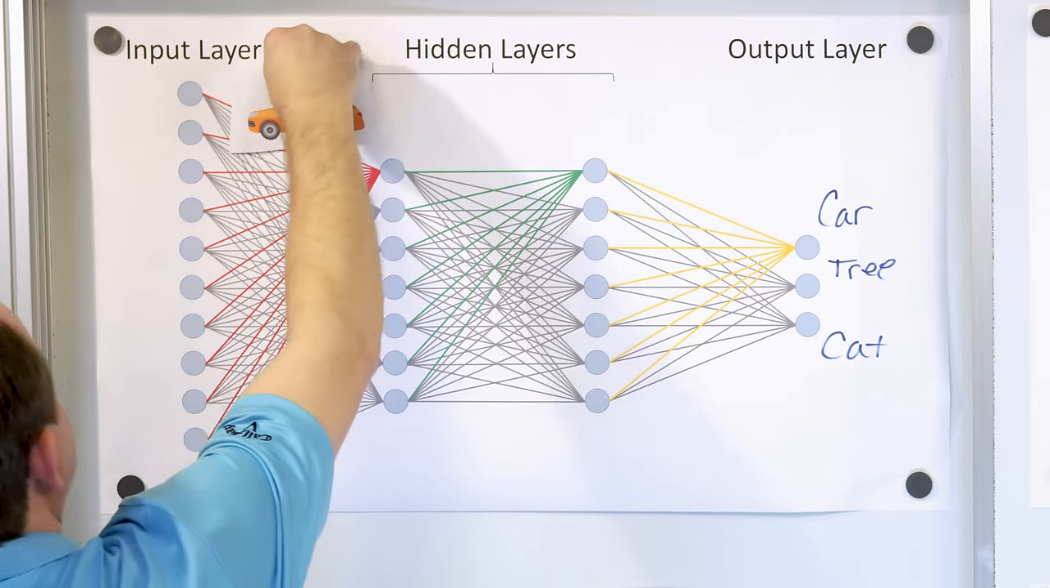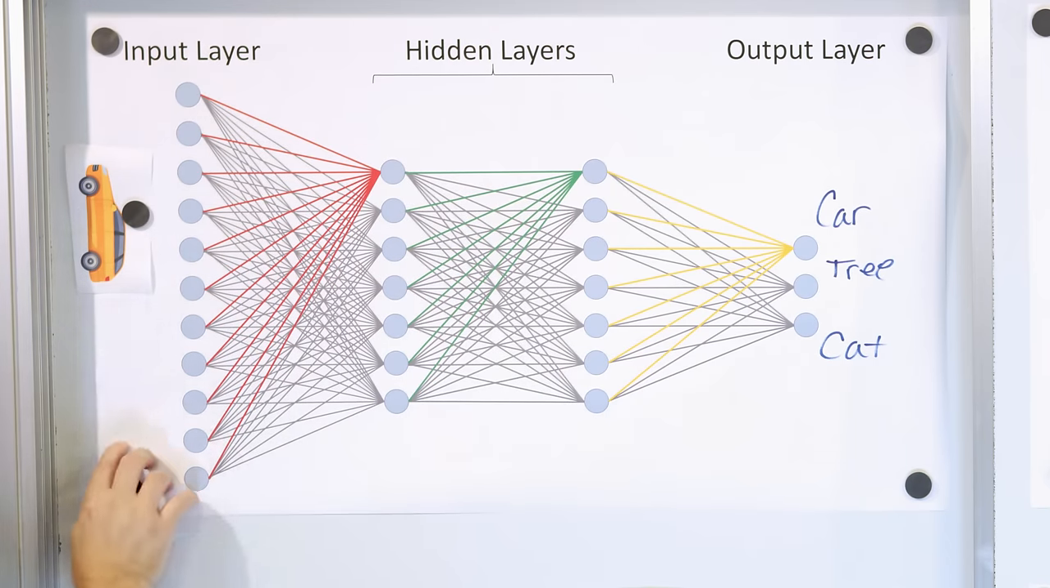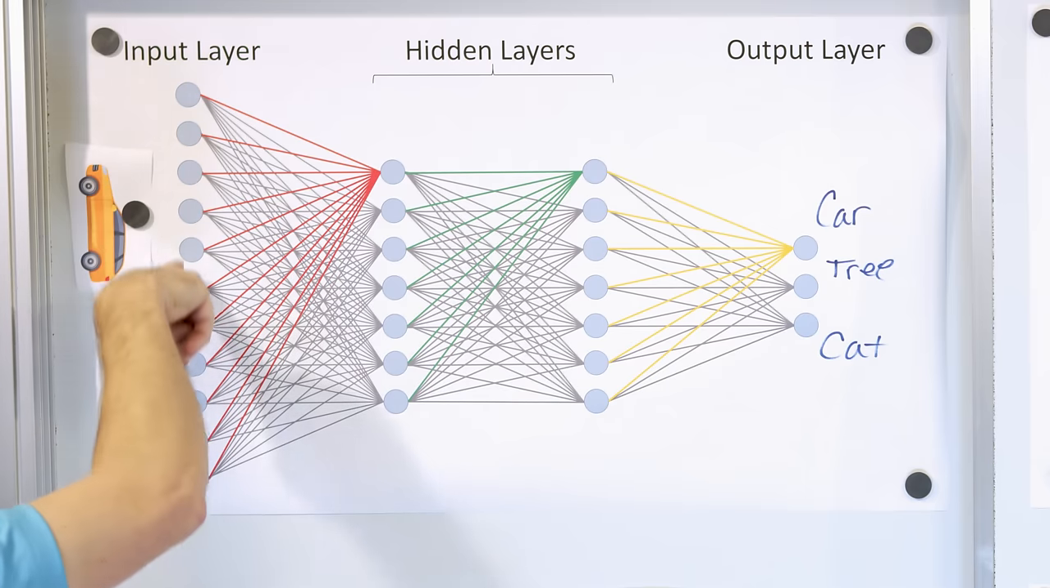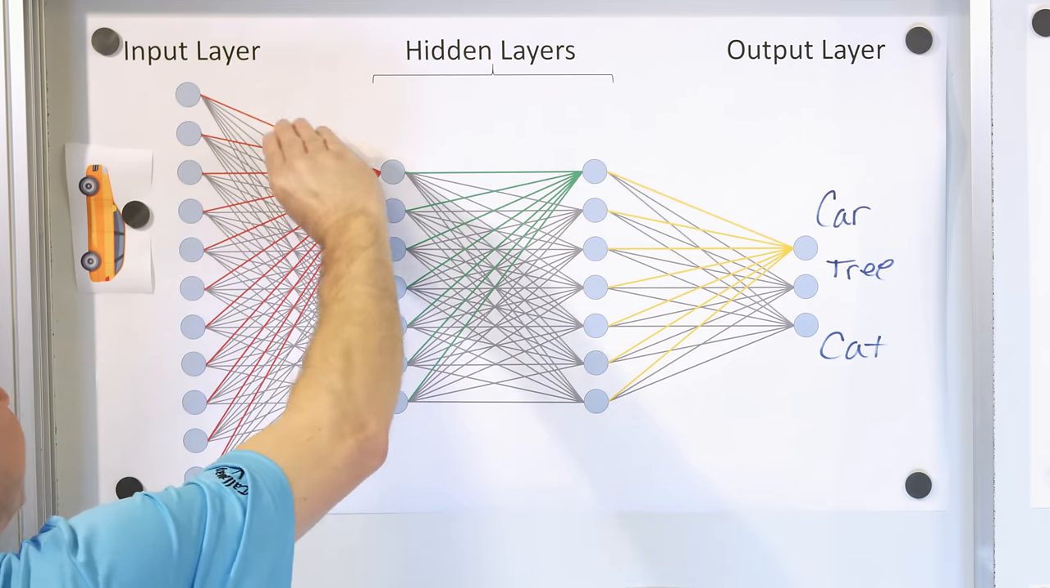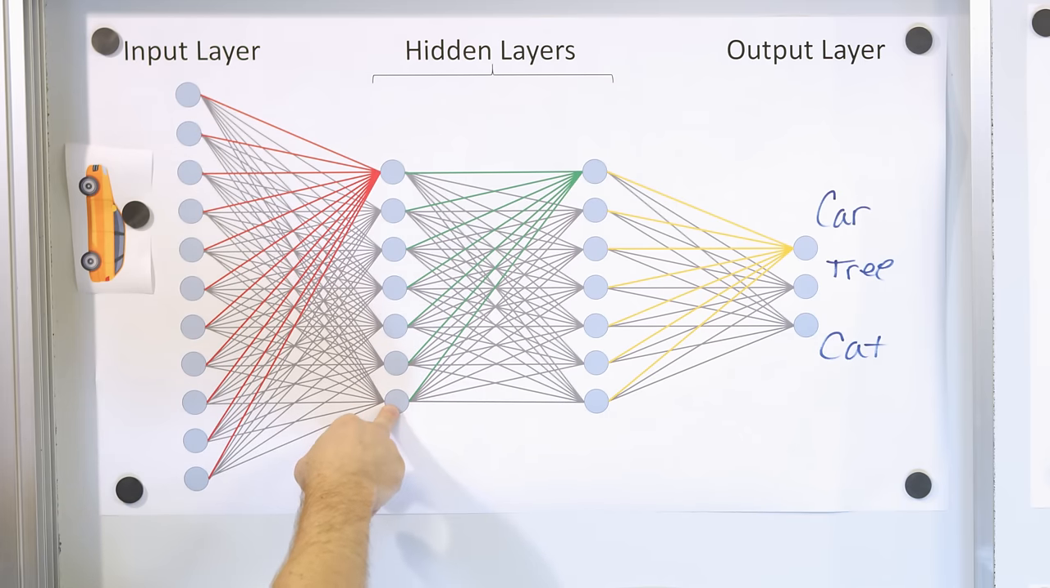Let me go grab another magnet over here. Let's say I'm going to put it sideways here. And I'm feeding this image in. That means all the pixels here are going into the neural network. Some calculations happen, and then all of these neurons are filled with numbers now, based on a calculation I'm going to show you in a second, based on the pixels.